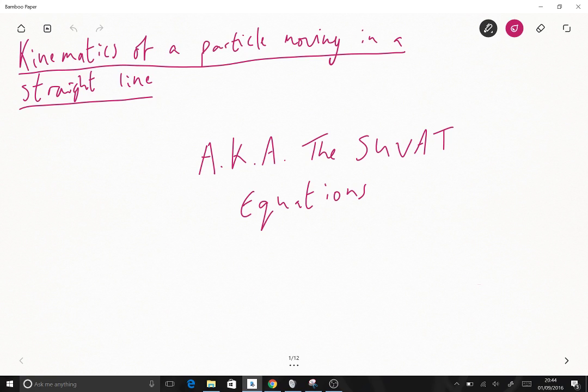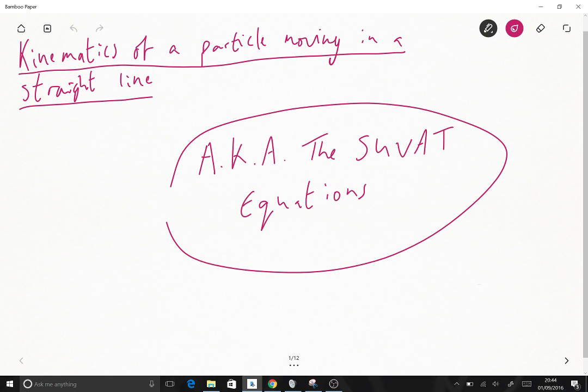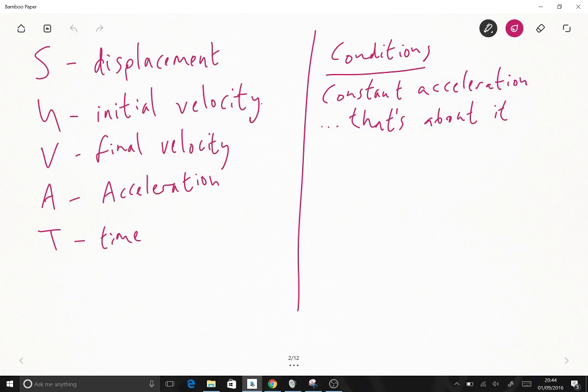Hello and welcome to this M1 mechanics video on the kinematics of a particle moving in a straight line. This is also known as the SUVAT equations. These epic little equations are very useful, and by the end of this video hopefully you will want to get these equations tattooed inside your eyelids, ready for your mechanics exam.